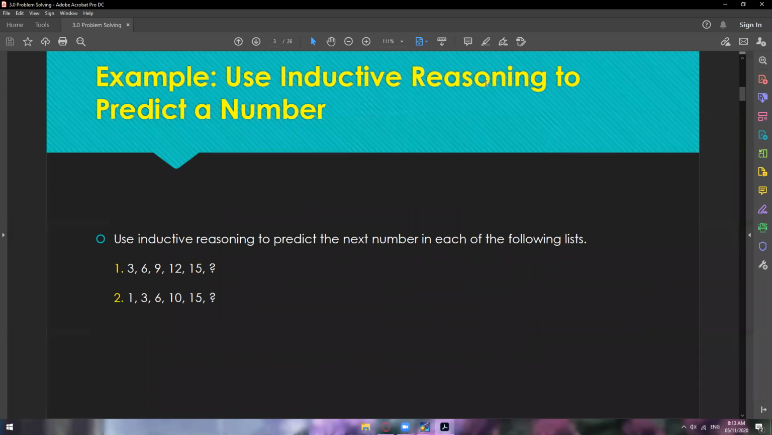Use inductive reasoning to predict a number. As you can see right here, we have two lists, and it is asking us to predict the next number in each of the following lists. The first one is 3, 6, 9, 12, 15. What could be the next one?